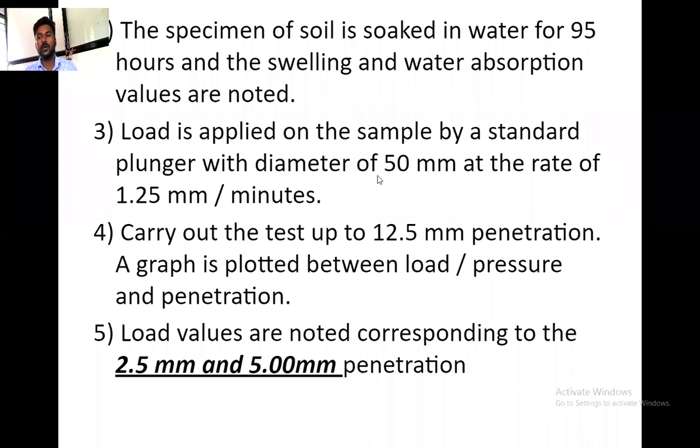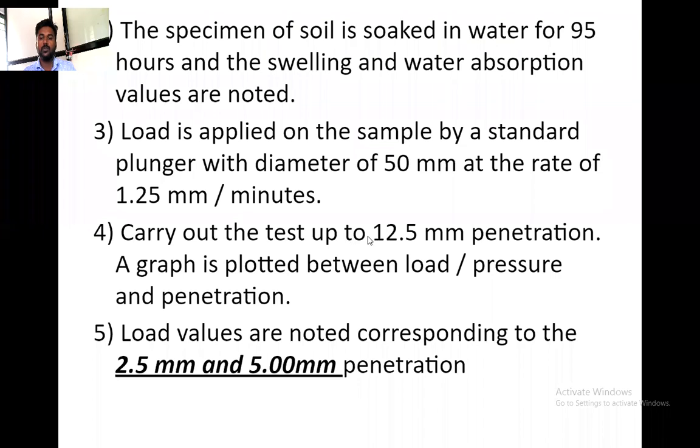Load is applied on the sample by a standard plunger with a diameter of 50 mm and at the rate of 1.25 mm per minute. How should the loading rate be? The loading rate should be 1.25 mm per minute.